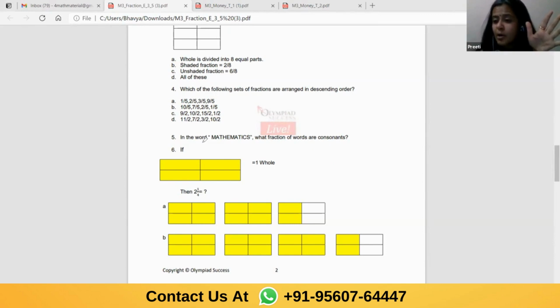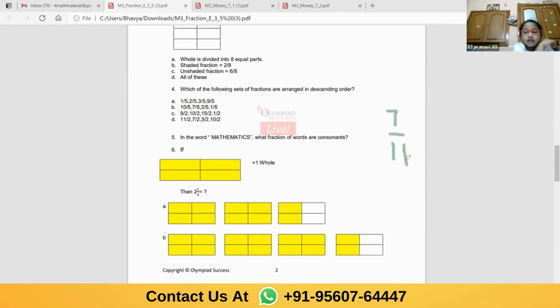Tell me the total number of letters in mathematics. M-A-T-H-E-M-A-T-I-C-S. 11. So out of 11 letters, 4 are vowels. So how many are consonants, Alarika? Only 7? Yes. So 7 by 11. Simple. 7 is the number of consonants and 11 is the total number of letters in the word. The answer is 7 by 11. Yes.